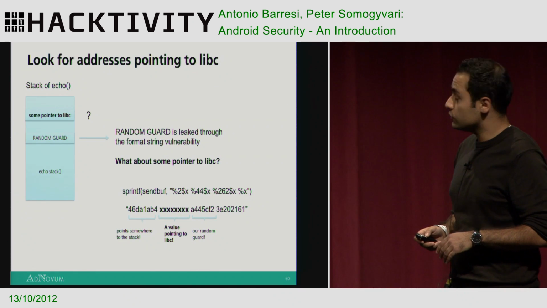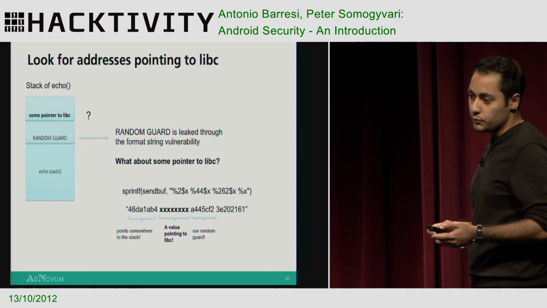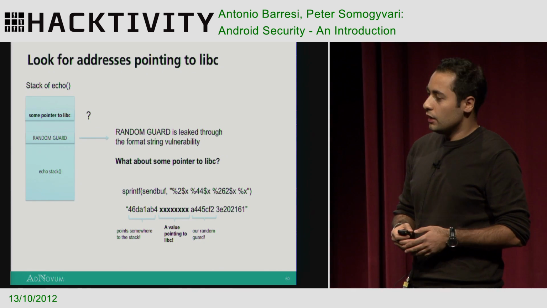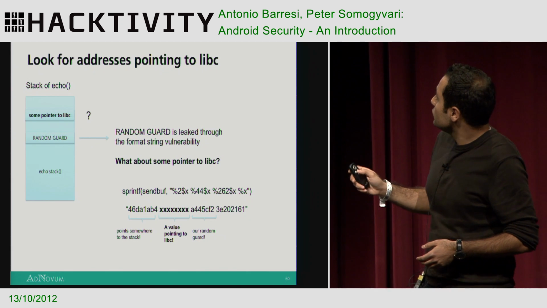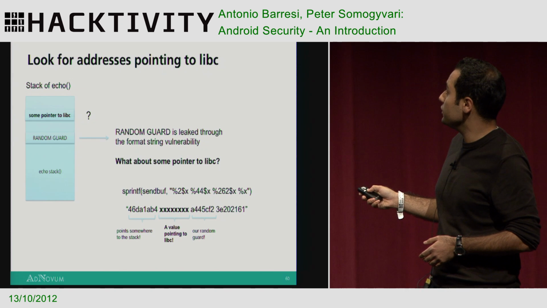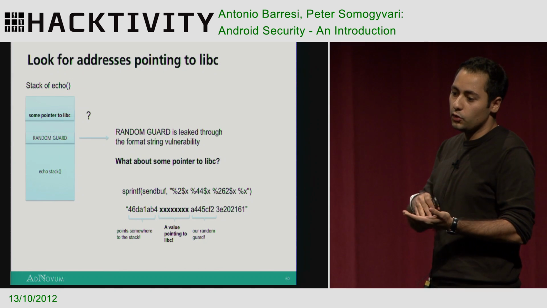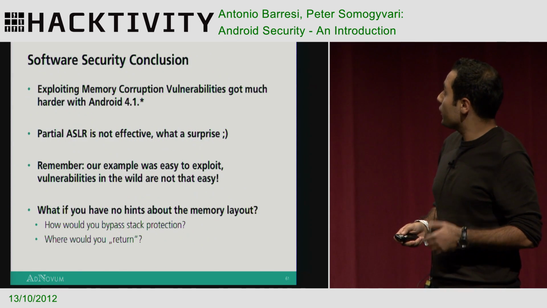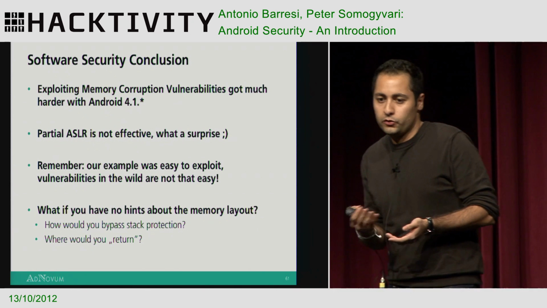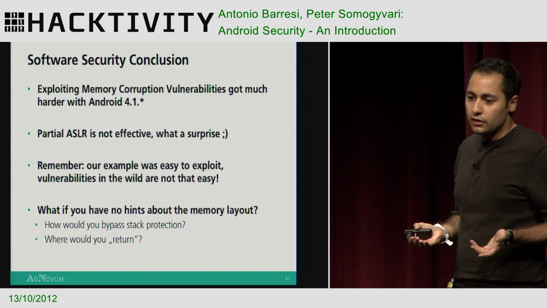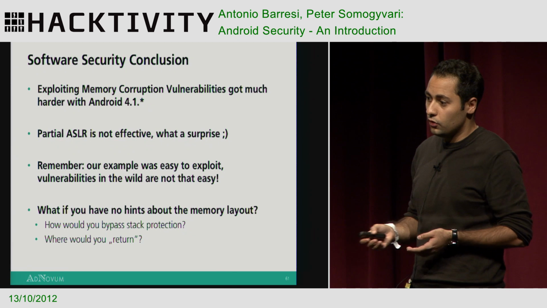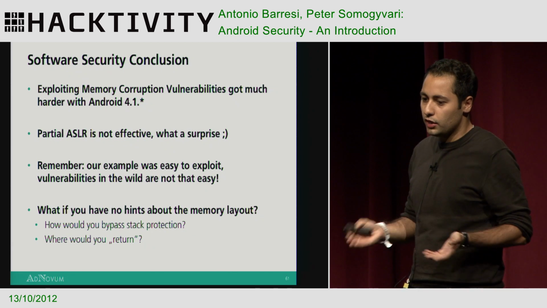Our vulnerable app is even exploitable on Ice Cream Sandwich and Jelly Bean, because it has a format string vulnerability and a stack-based buffer overflow also. Even if you had libc totally randomized, you could still find some value that points to libc, so that you can calculate the randomized base address. But think about a vulnerability in the wild that is not that comfortable, where you can't just read out some memory values. Then it's going to be very difficult, especially from Jelly Bean on, to find the right addresses.